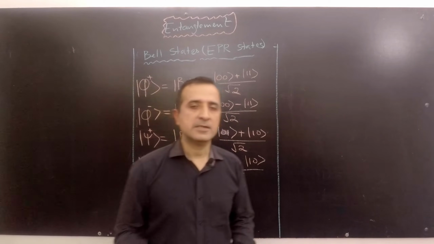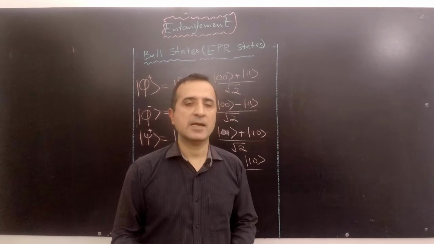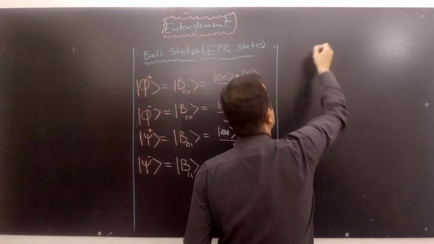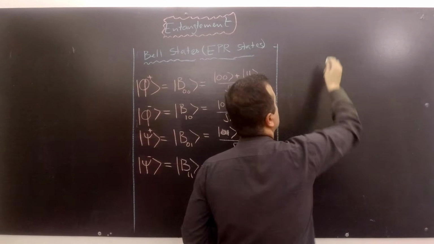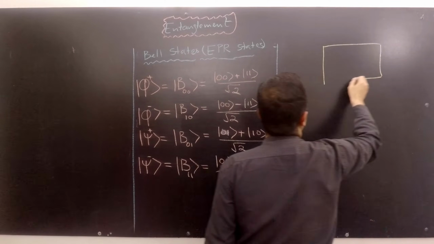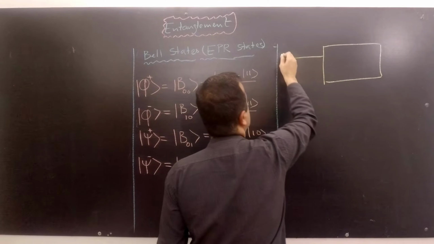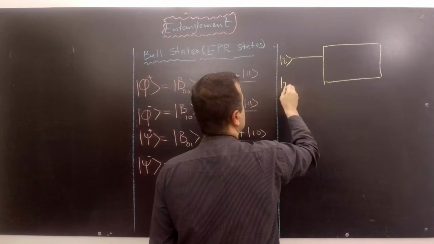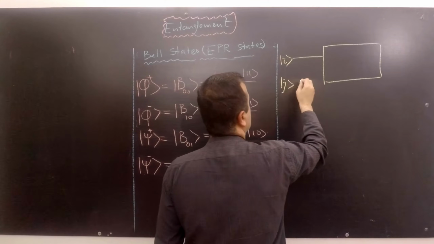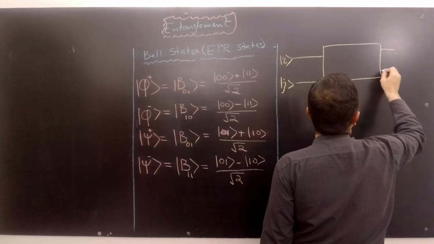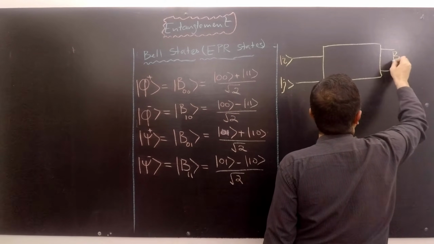So let's see the quantum circuit that can create those Bell states. The quantum circuit that creates the Bell state is extremely simple. It takes two inputs. First input is ket i, second input is ket j, and it provides as output an entangled state, Bell ij.